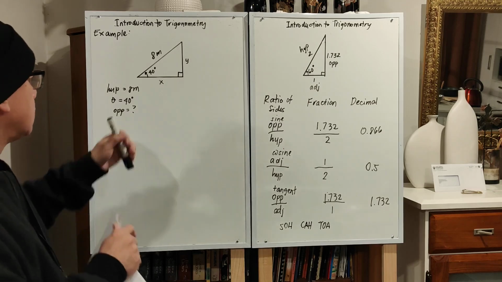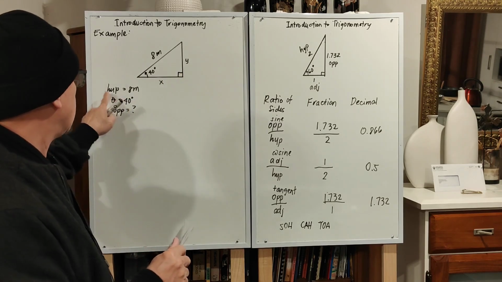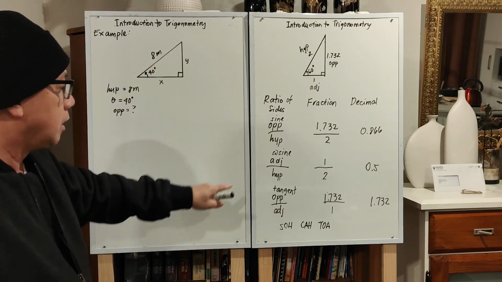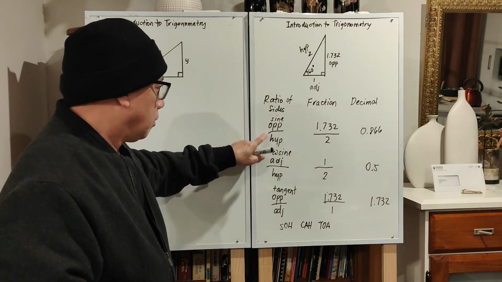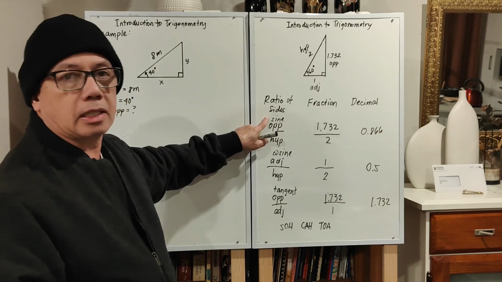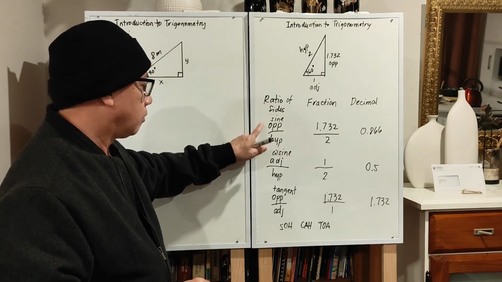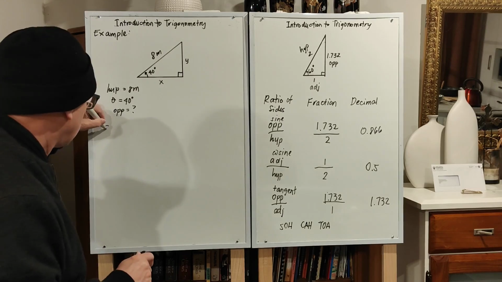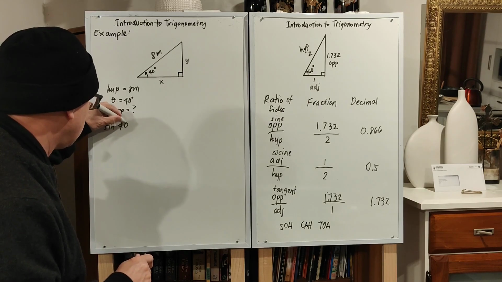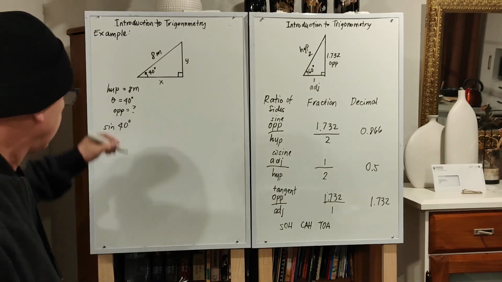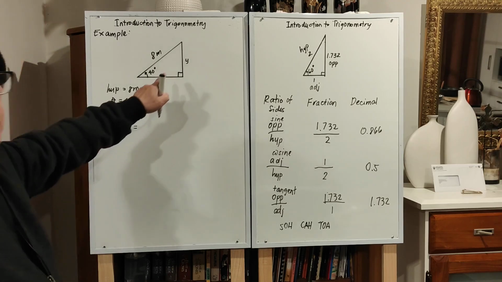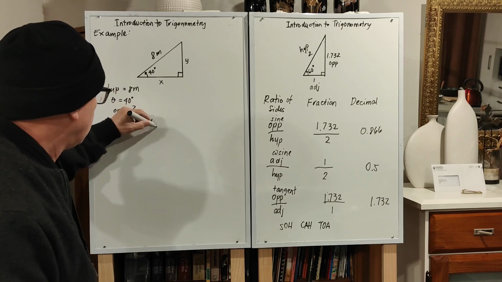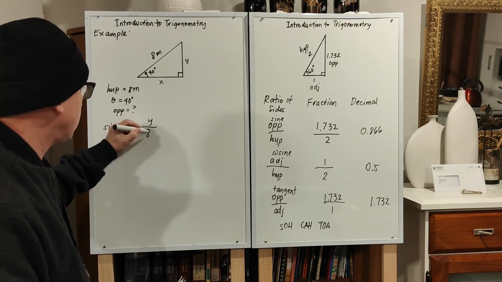So what you have is opposite and hypotenuse. In here, opposite and hypotenuse is sine. So we have to use sine. So we put sine 40 degrees, and then we put the ratio opposite over hypotenuse, which is 8 meters.